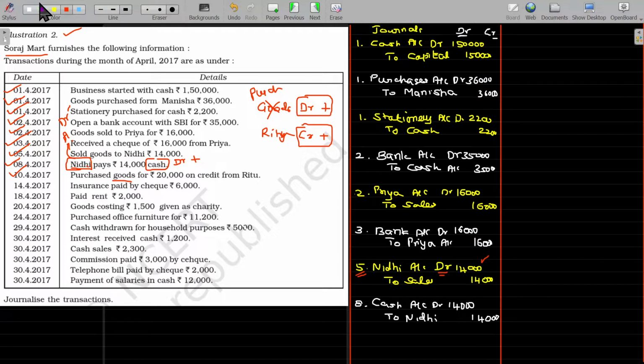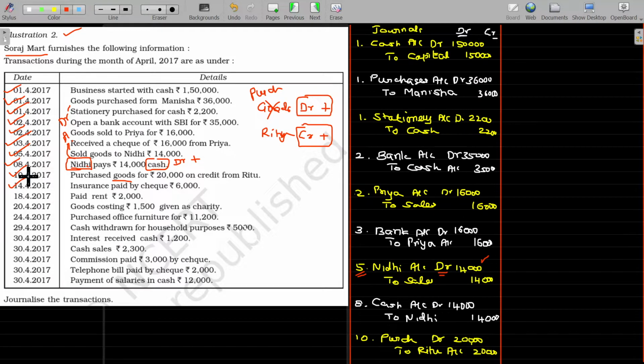Now, the transaction happens on 10th. So, 10th April, the entry being, I have to debit the purchases account, not the goods account. Purchases account should be debited. So, purchases account debit to Ritu account, the value being 20,000 rupees. You just join with me in answering all these things, right?